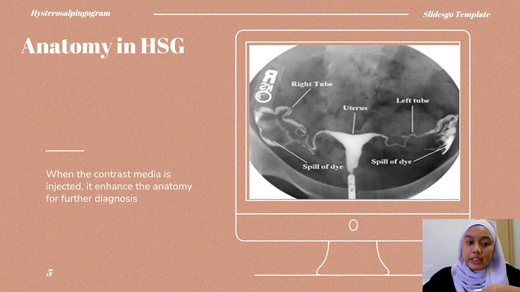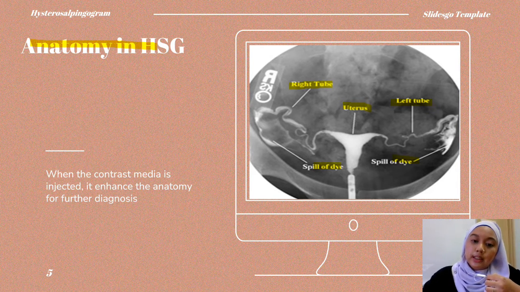Then let's look into the anatomy in HSG. As you can see, this is a normal HSG image, where the contrast media will enhance the anatomy for further diagnosis. You can see here is the uterus with the contrast media injected. We have the right fallopian tube, the left fallopian tube, and you can see there is spill of dye on the left and the right side of the fallopian tube into the peritoneal cavity. When there's a spill of dye on the left and the right side, it means the fallopian tube is not blocked.